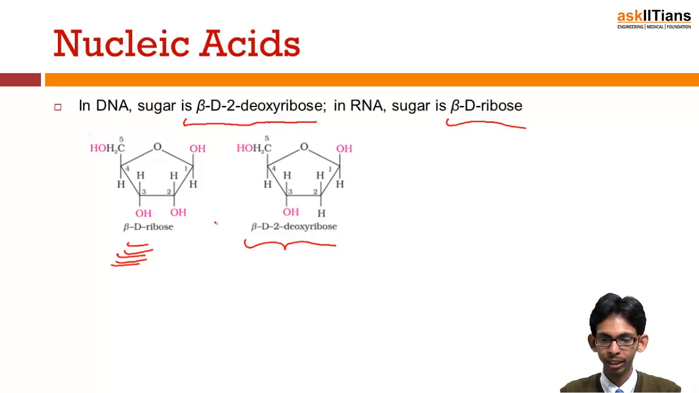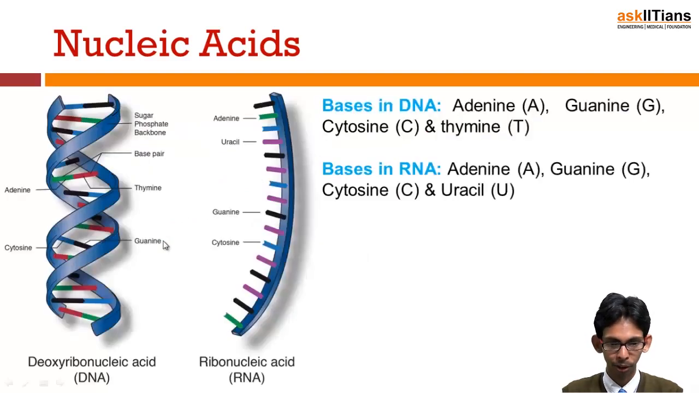So what is the difference between these two? This is carbon number 1, this is carbon number 2. This is a typical ribose. When there is only an H in place of the OH group, it becomes 2-deoxyribose. That means an oxygen is missing. So this 2-deoxyribose combines with a nitrogenous base and phosphate group to form DNA, and this ribose combines with a nitrogenous base and phosphate group to form RNA. So this is the only difference between DNA and RNA, that in DNA there is a deoxyribose sugar, while in case of RNA there is a simple ribose sugar. So now we have talked about nitrogenous bases.